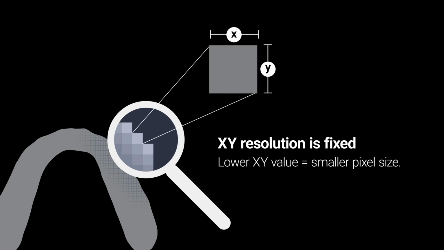The physical size of each of your printer's pixels is its XY resolution. The XY resolution is fixed and cannot be adjusted. Smaller pixel sizes will yield the ability to render extremely fine detail with greater accuracy, since the printer can approximate more complex surfaces with greater granularity.